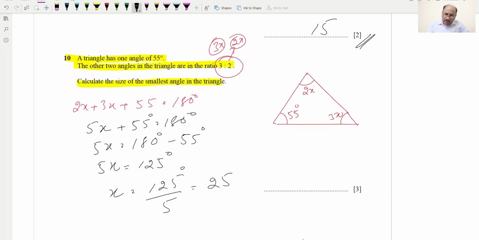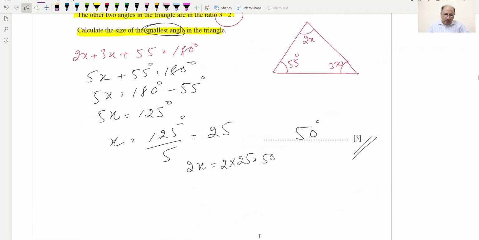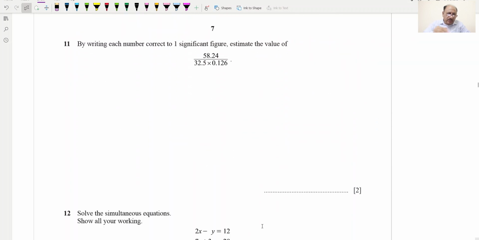And if x is 25, they are saying calculate the size of the smallest angle, and the smallest angle is this one, which we can write 2 into 2x will be equal to 2 into 25, which is equal to 50. So 50 degrees will be our final answer for 3 marks. Now we can move to the next question, number 11.